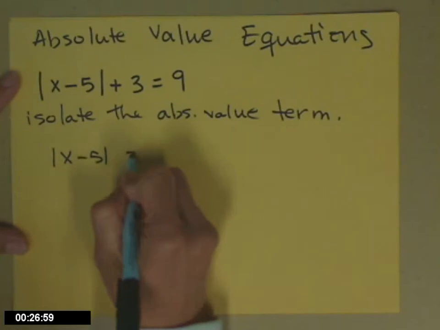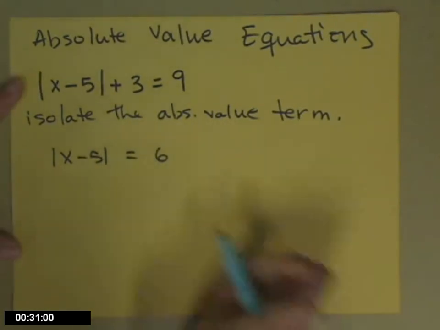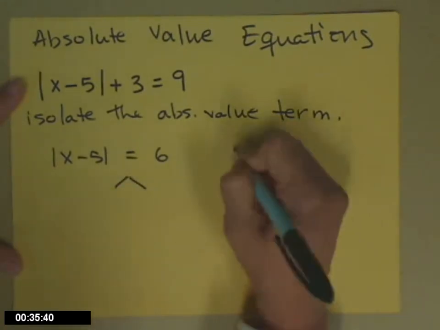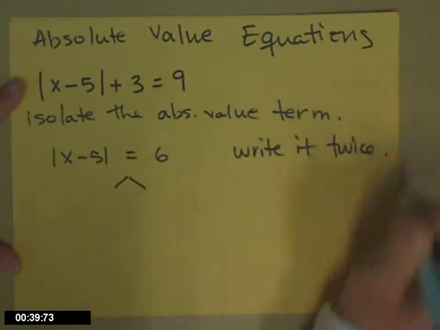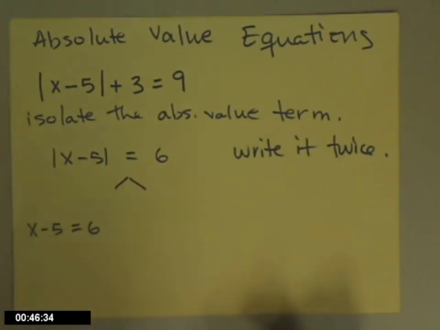I'm going to write that step because I know you can do it. So absolute value of x minus 5 equals 6. And then I write this equation down twice. Once I completely drop the absolute values. So this is the case when what's inside equals that positive 6.